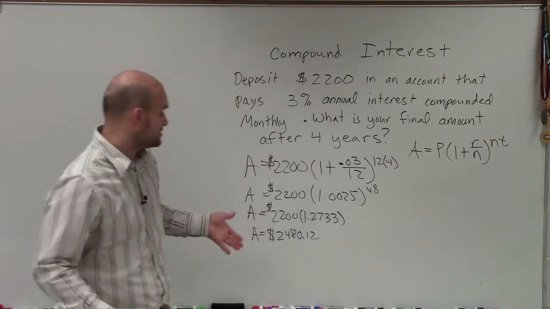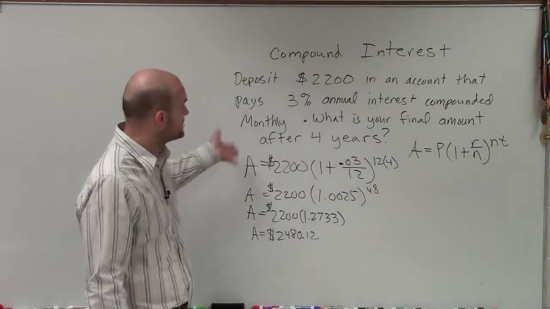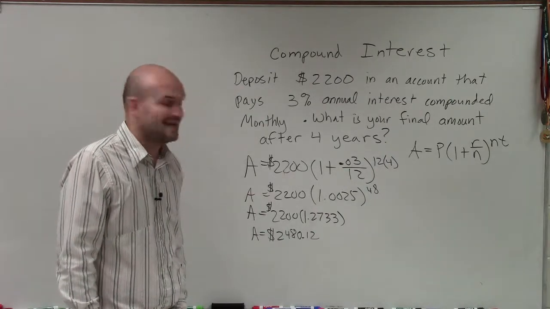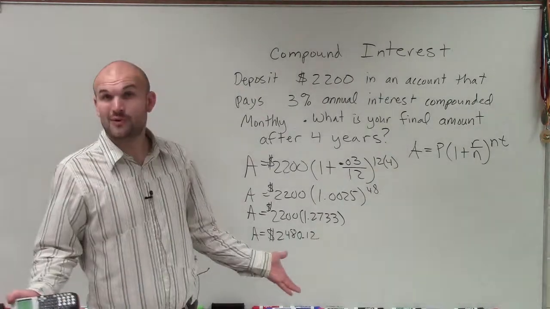And therefore, I have A equals $2,480.12. So what that means, ladies and gentlemen, is after 4 years of monthly compound interest, you have now earned $2,480.12. Pretty cool, right? Thanks.